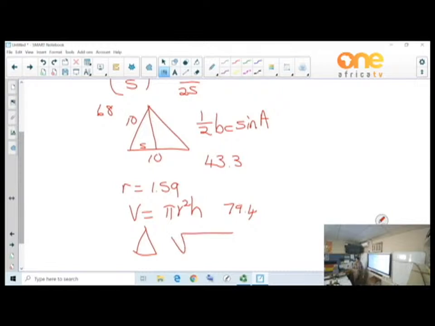Okay, so with Pythagoras, which two sides are we going to use? 10 squared minus that 1.59 squared. The radius, minus the radius. And the answer was 9.87. Okay, so that was last year's 2 questions. I think there's one more.